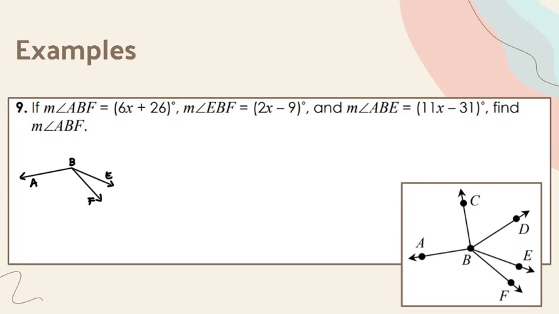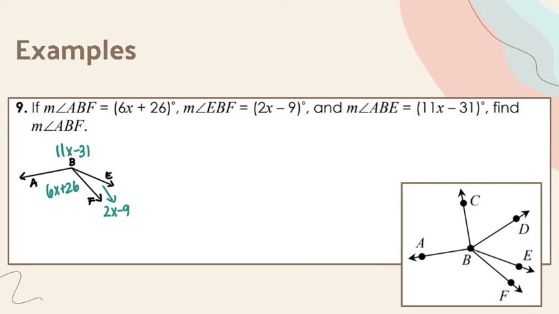Okay, so it's not exactly right, but it's close enough. And this just keeps you from having too much information and thinking too hard about stuff that you don't need to worry about in a specific problem. So ABF is 6x plus 26. EBF is 2x minus 9. And ABE, so the whole angle, is 11x minus 31.